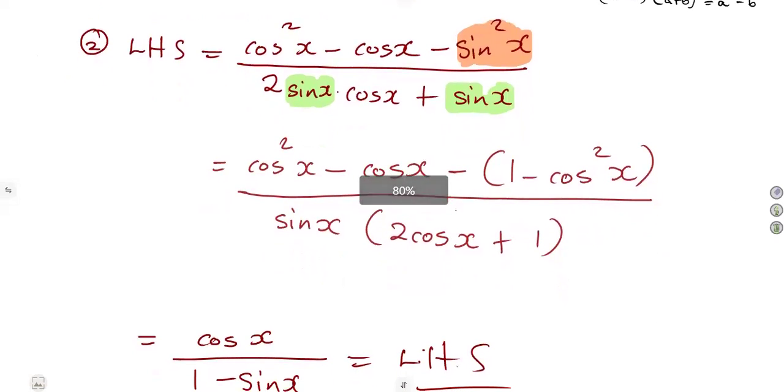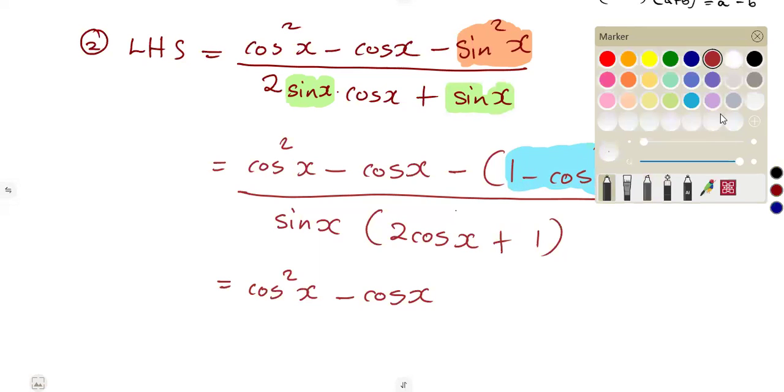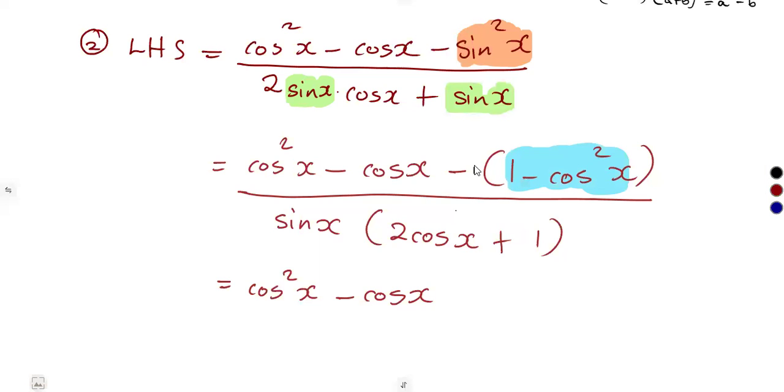Let's simplify. Expansion of brackets, collecting like terms from the numerator. So this is cos squared of x minus cos of x. So we're going to expand this bracket here, 1 minus cos squared of x. What is going to expand this bracket? The number outside of the bracket, meaning to say there's a negative there, negative 1. So it's negative 1 times 1, which is negative 1. Negative 1 times negative cos squared of x will be positive cos squared of x.